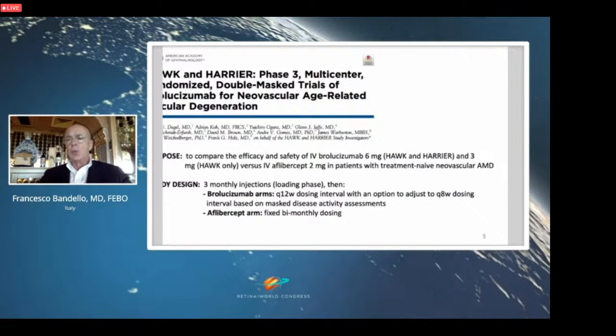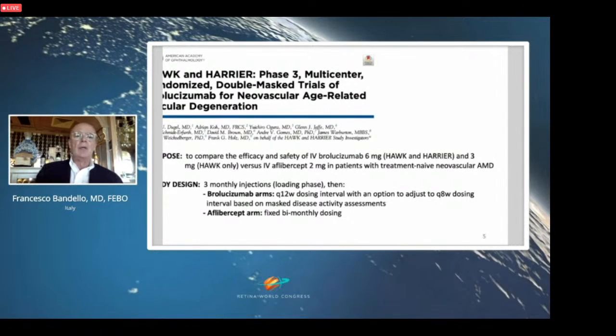So all the information we have about brolucizumab is coming from these two registration trials. One is the OAK, the other one is the ARIA. These two trials were conceived in order to compare the efficacy and the safety of brolucizumab with aflibercept. Two different dosages of brolucizumab were used in this trial, and the study design was based on 3 monthly injections.